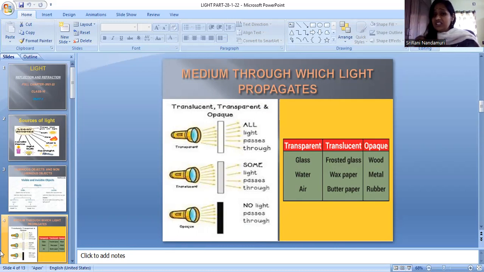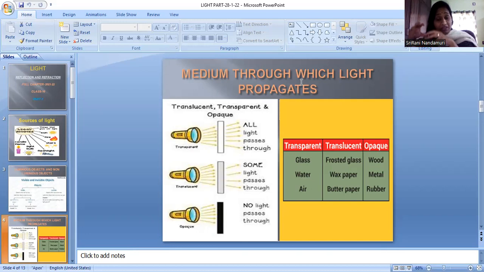through which, here in this line you can see the definition. A medium is nothing but a substance through which light propagates. Okay, propagates means nothing but travels. A substance through which light travels or propagates is nothing but a medium. Light requires a medium to travel, right?